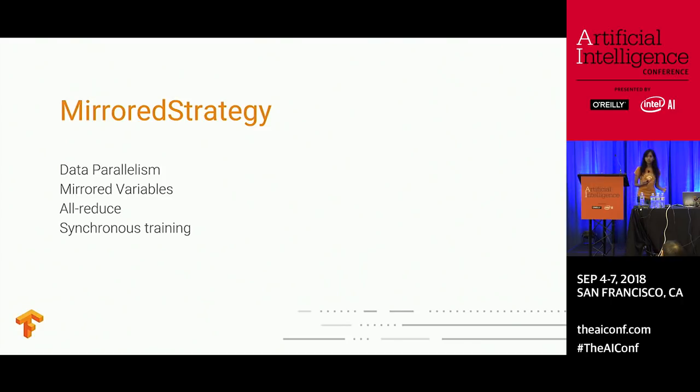Now that you've seen some code on how to use mirrored strategy to scale to multiple GPUs, let's look under the hood a little bit and see what mirrored strategy does. In a nutshell, mirrored strategy implements data parallelism architecture. It mirrors the variables on each device, each GPU, and hence the name mirrored strategy, and it uses all-reduce to keep these variables in sync. And using these techniques, it implements synchronous training. So that's a lot of terminology. Let's unpack each of these a bit.